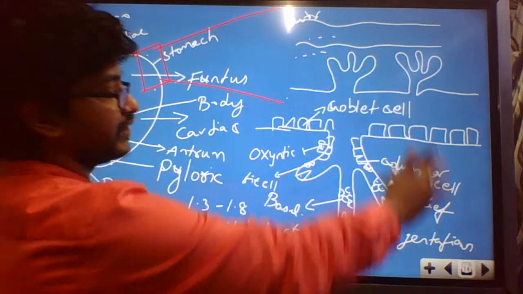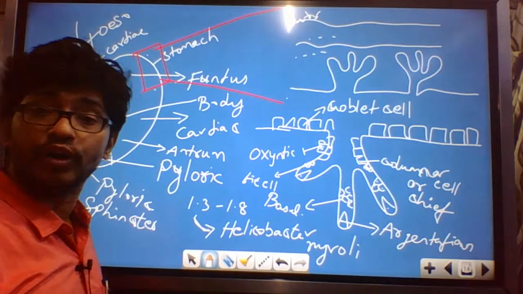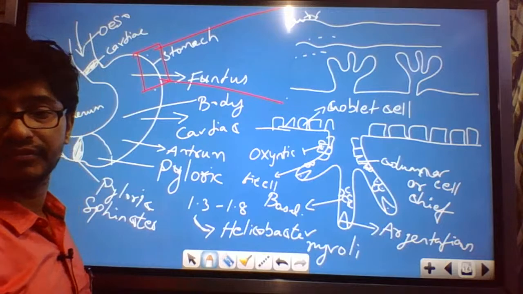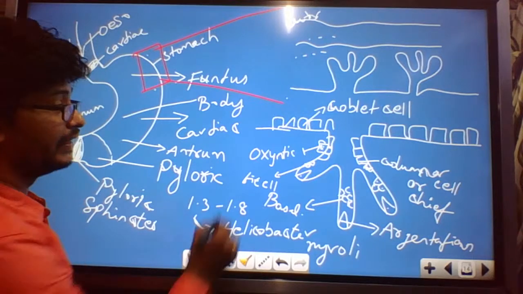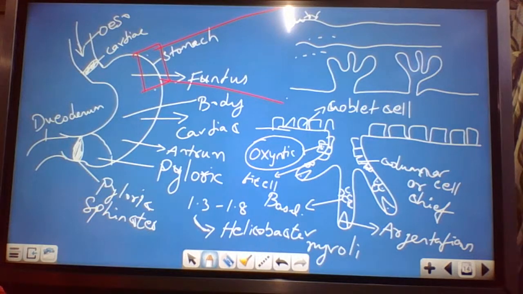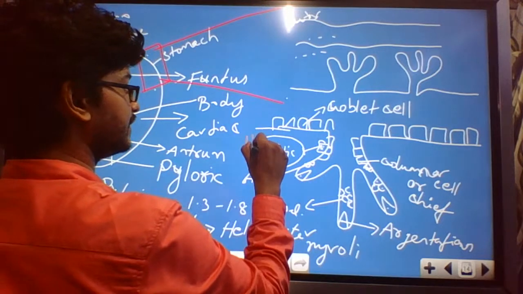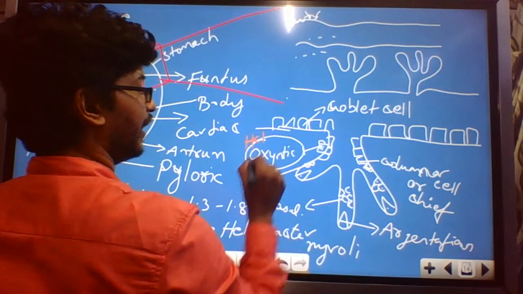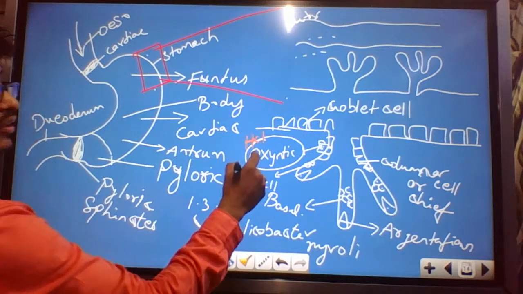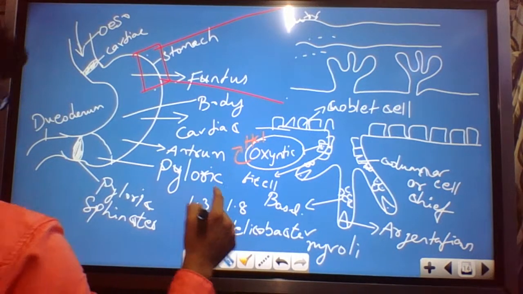Out of which, which cell is responsible for the production of hydrochloric acid? The oxyntic cells. This particular cell is responsible for the production of hydrochloric acid. So how is the acidity of the stomach maintained? It is because of the oxyntic cells, which are responsible for the production of hydrochloric acid.